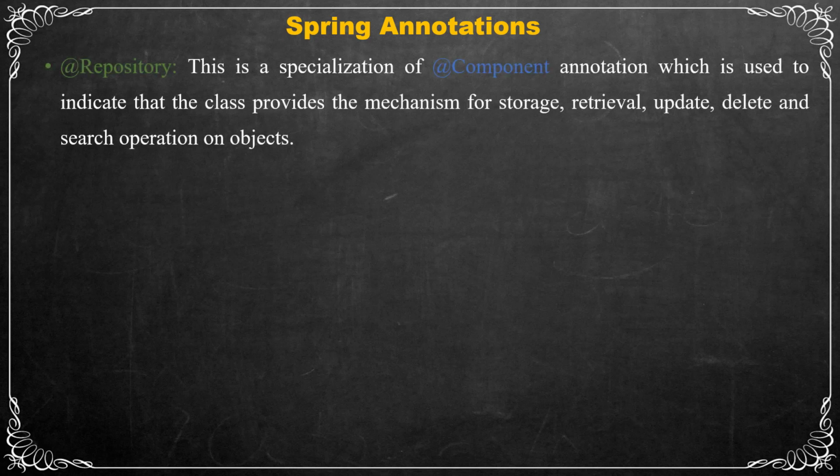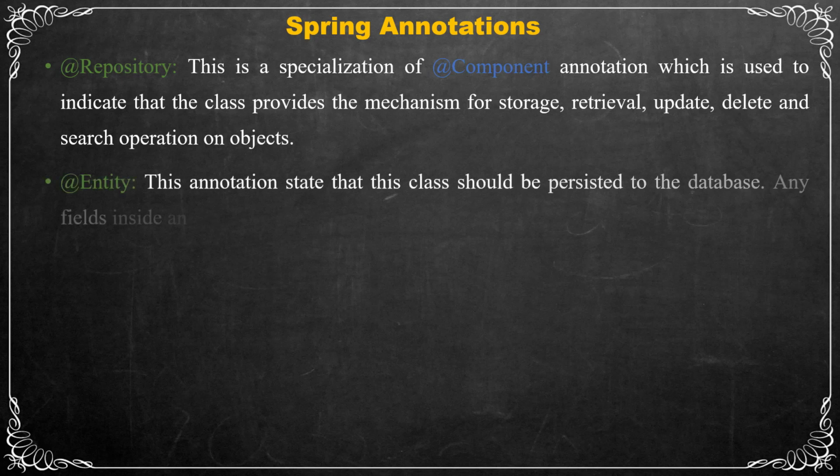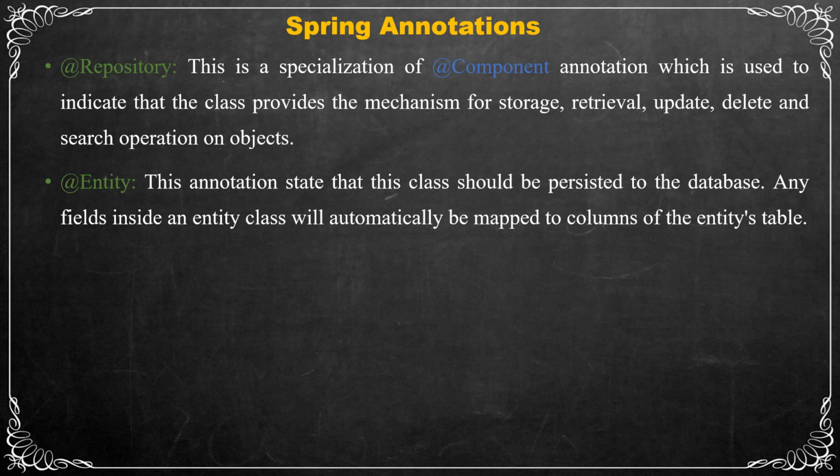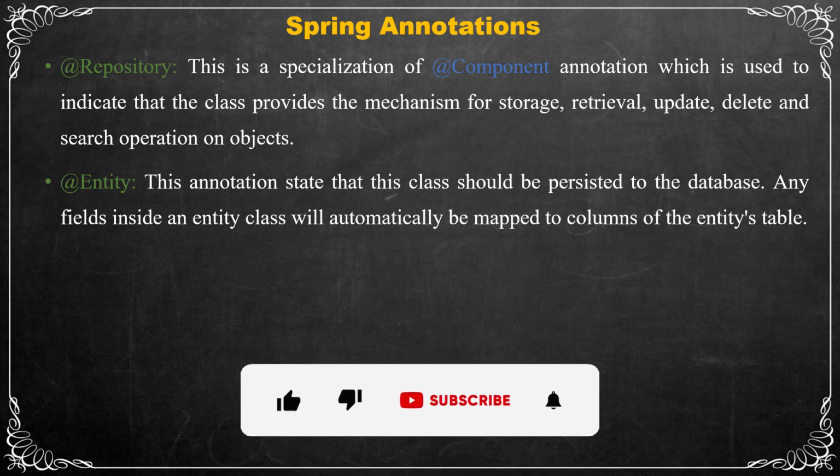Repository annotation is a specialization of component annotation, which is used to indicate that the class provides the mechanism for storage, retrieval, update, delete, and search operation on objects. Entity annotation states that this class should be persisted into the database. Any fields inside an entity class will automatically be mapped to columns of the entity's table.